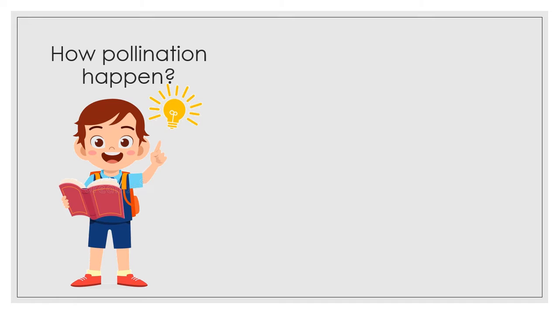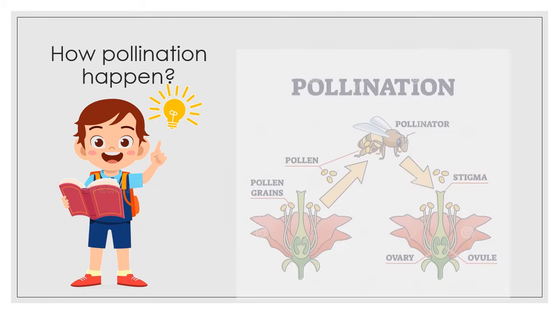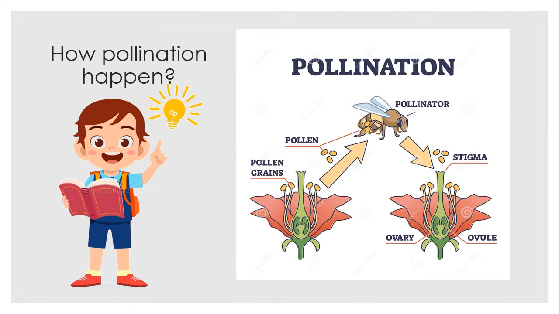Now let's visualize how pollination happens. We have here the pollen grains coming from the stamen. And then these pollen grains are carried by the pollinator, and this pollinator will put or rub or drop the pollen grains to the stigma. And once the pollen grains are dropped on the stigma, pollination happens.